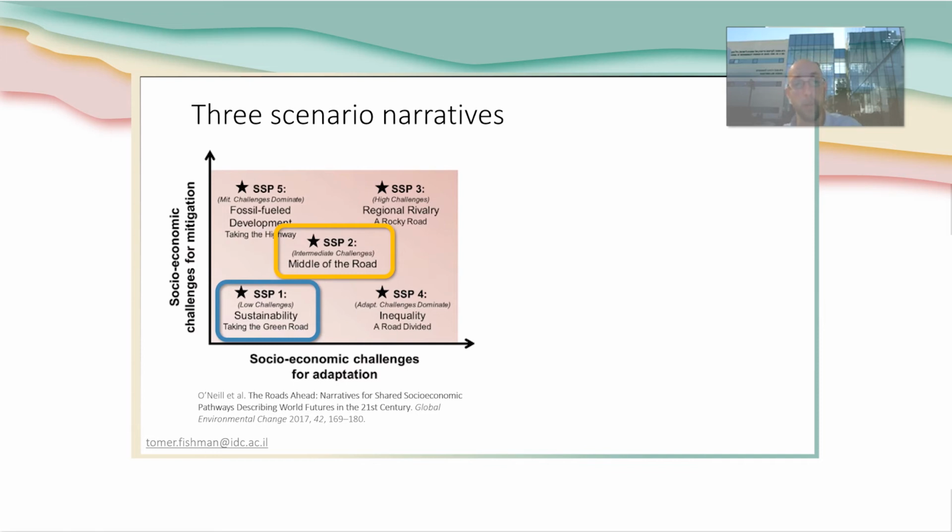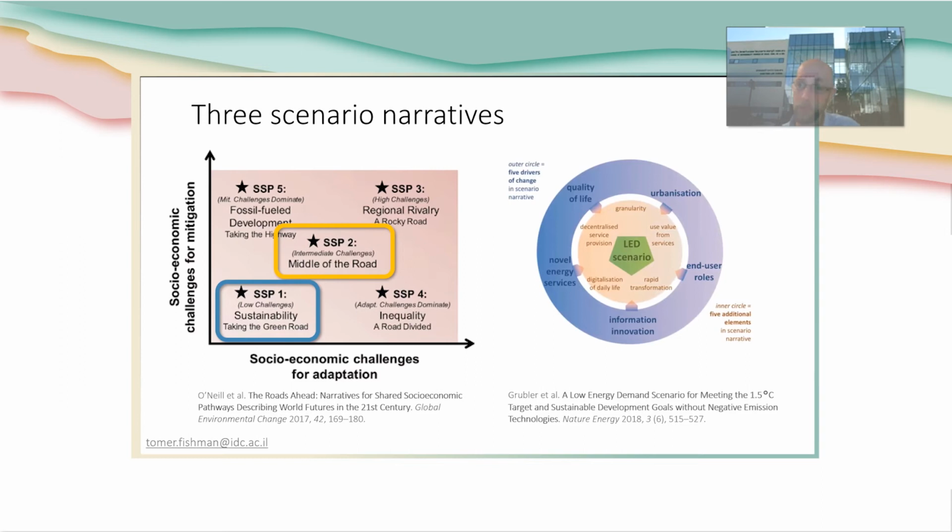And to compare with these two strategies, we also went for another existing scenario, the low energy demand scenario, LED, which is a more extreme scenario on trying to show how meeting the 1.5 degree Celsius target and the SDG goals can be achieved without negative emission technologies. And we wanted to use that as another, a third scenario with which to compare the two SSPs.